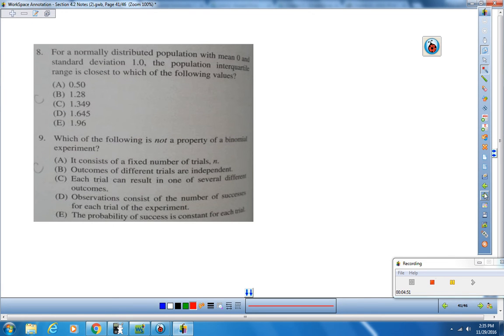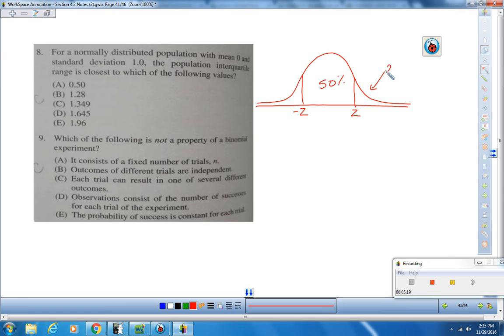Normally distributed population, mean 0 and standard deviation 1. The population interquartile range is close to which of the values? Okay, this one's a little bit more complicated. The population interquartile range would be the middle 50% of the values. Now I don't know what these z-scores are, but they should be symmetric. One should be positive and one should be negative. I do know if 50% of the data is in the center of my distribution, then I have 25% outside on each side.